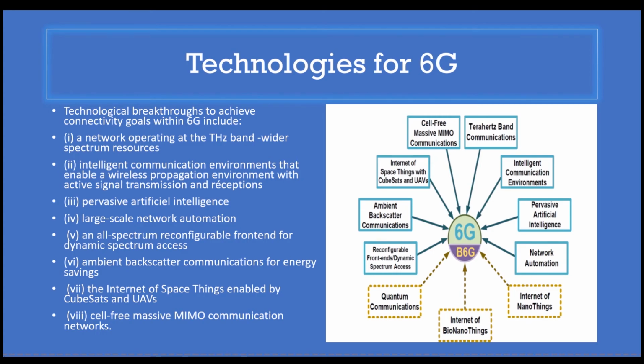The seventh element is the Internet of Space Things, where space satellites will be utilized as a part of the network, and UAVs will also participate as a part of the network. And the last element is cell-free massive MIMO communication networks, which is nothing but networked MIMO or collaborative MIMO.